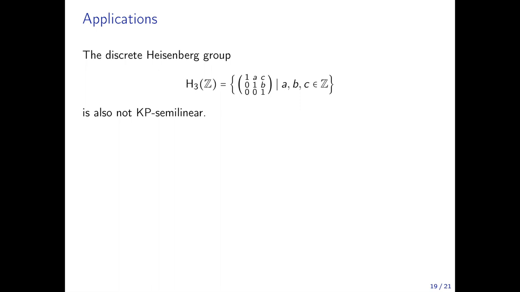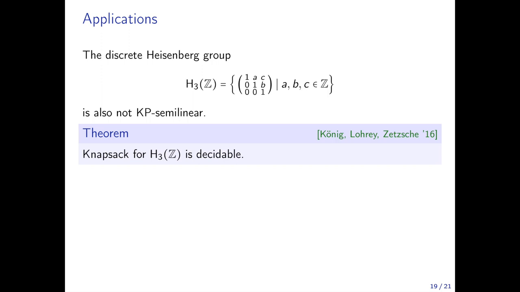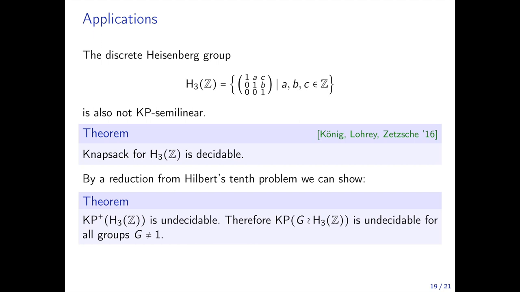Now there's another group for which we know that knapsack is decidable, namely the discrete Heisenberg group. This is the group of all 3x3 unitriangular integer matrices. And it's also known that the solution sets can be non-semilinear, but still the knapsack problem is decidable. Now for this group, we can actually prove that the positive intersection knapsack problem is undecidable. This goes by a reduction from Hilbert's 10th problem. And therefore, by our characterization, this implies that the knapsack problem over wreath products with the Heisenberg group is always undecidable as soon as the group G is non-trivial.